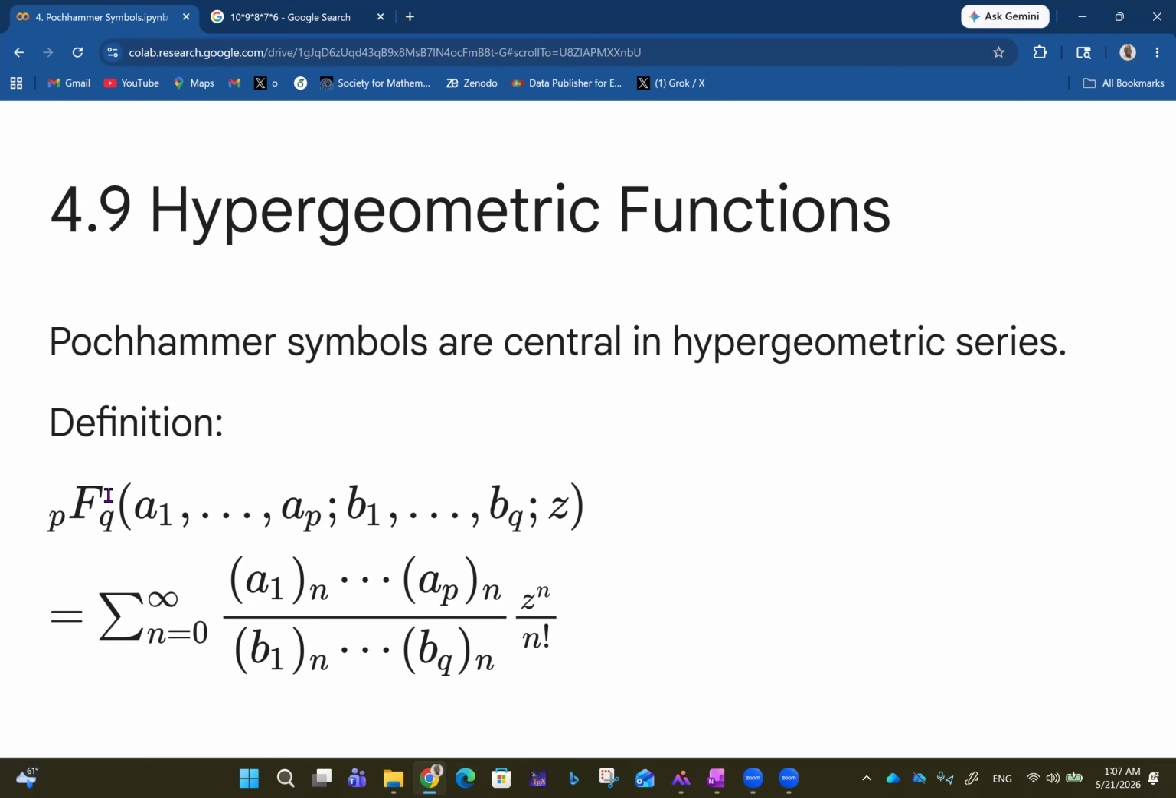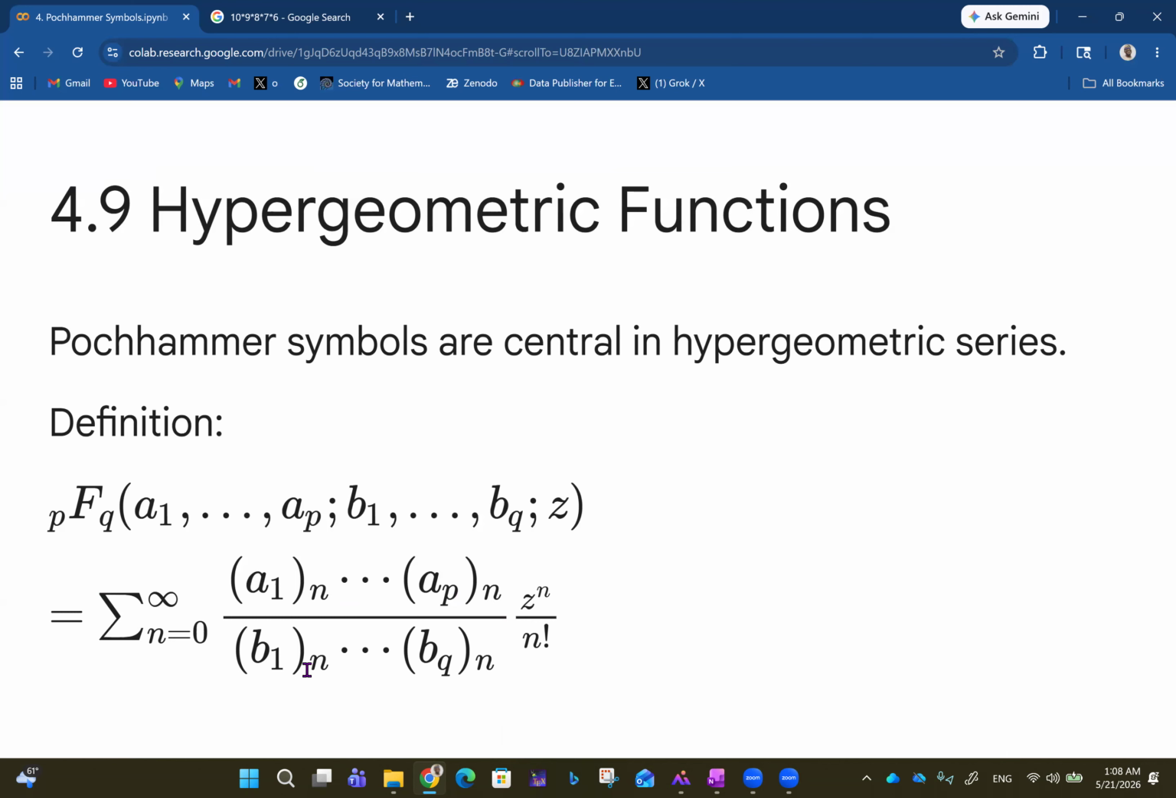So by definition, we have p F sub q of a1 up to ap, semicolon, b1 up to bq, semicolon, z now. It's simply the same thing as the summation from n equals 0 to infinity of a1 sub n. Of course, we already know that'll be a1 times a2 all the way up to n steps. Then all of that goes to, then you have a1 sub n multiplying all the way to ap sub n.